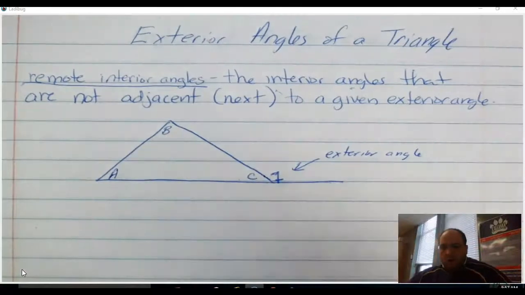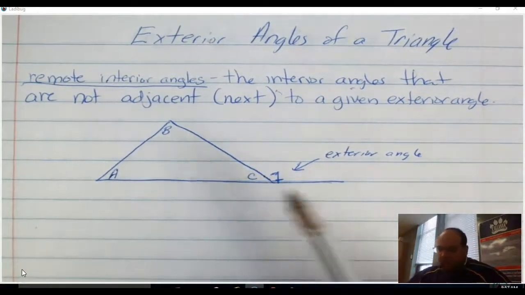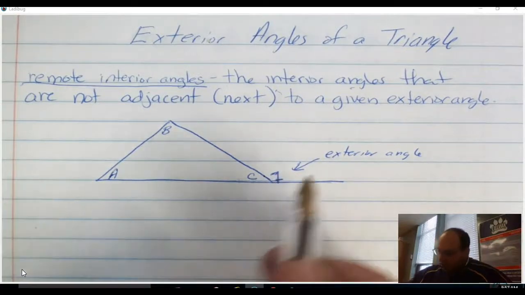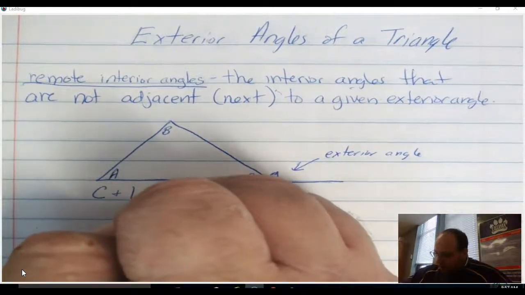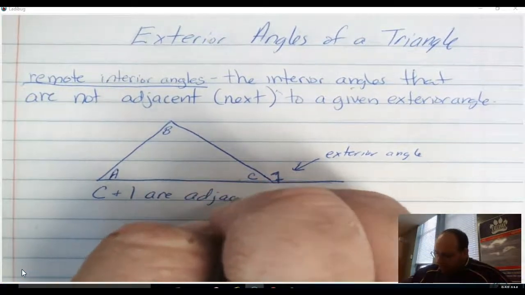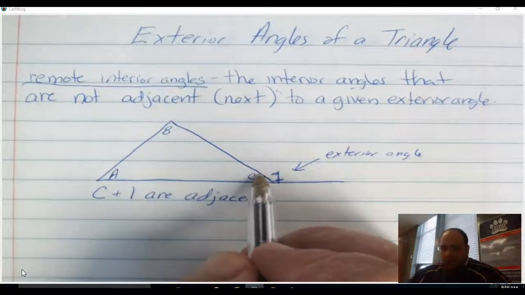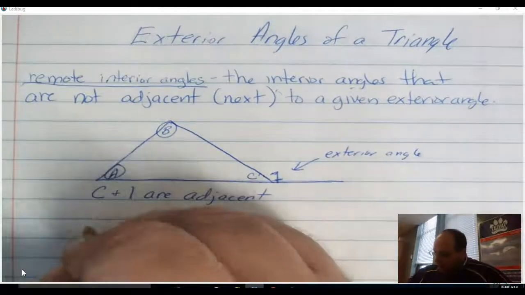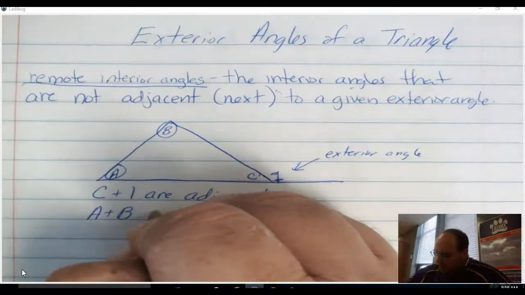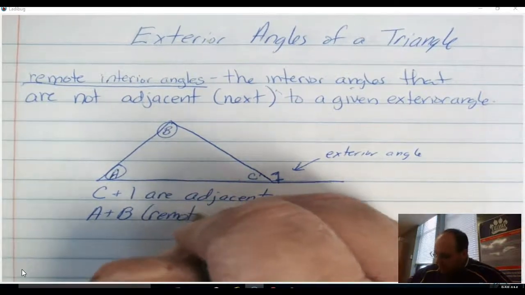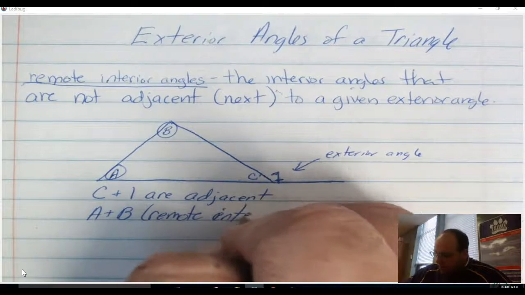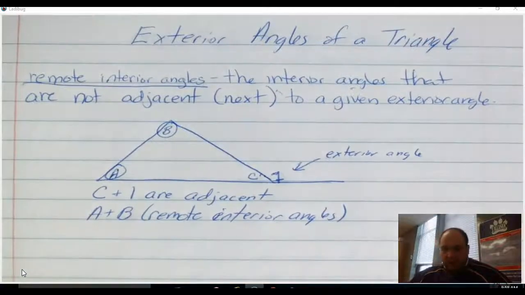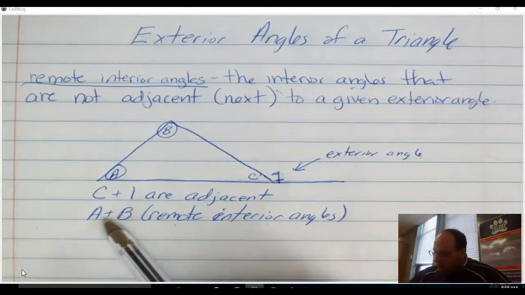All right. Your two remote interior angles are the angles that are not adjacent to it. So right now, C is adjacent to 1. So C and 1 are adjacent. So that means, again, next to. So I don't want C. What I want is I want B and I want A. Okay? A and B are my remote interior angles. And again, they're the remote interior angles to angle 1, which is my exterior angle.